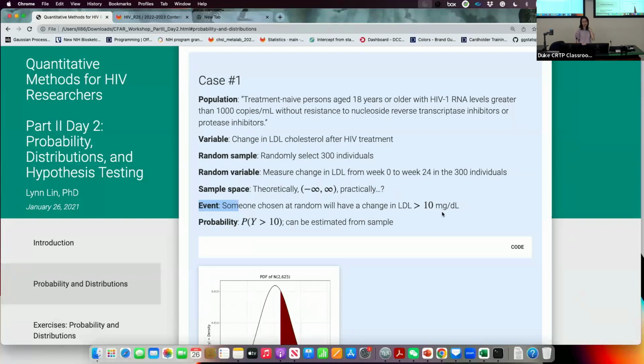On the other hand, what if I specify the event as someone chosen at random having a change in LDL between negative infinity and infinity? What do you think of the probability that event will happen? Yes, because it covers the entire sample space. So it's 1.